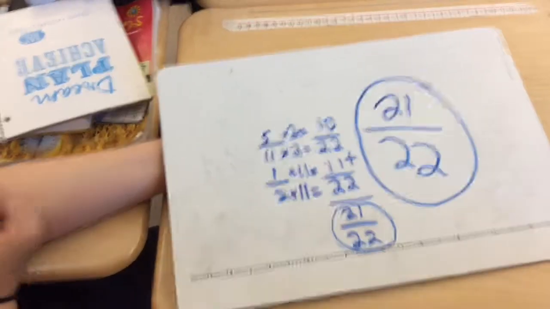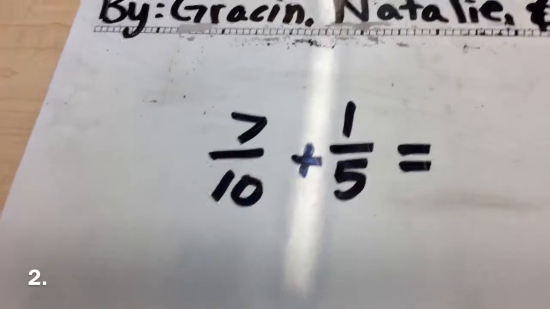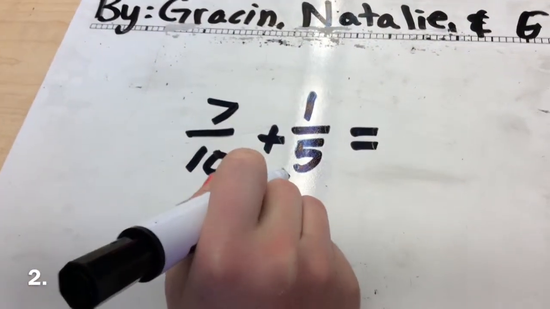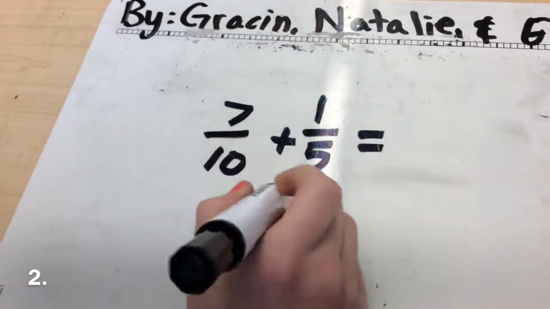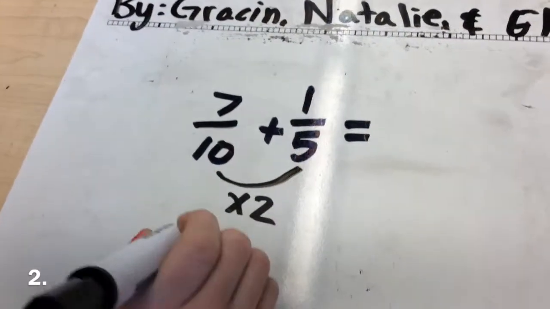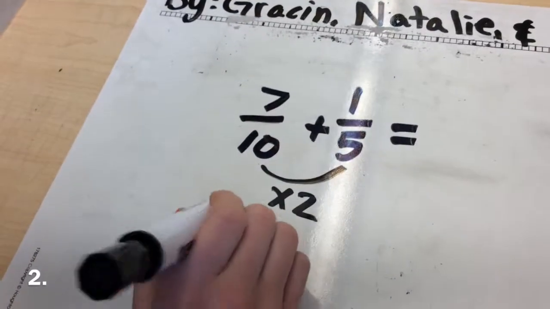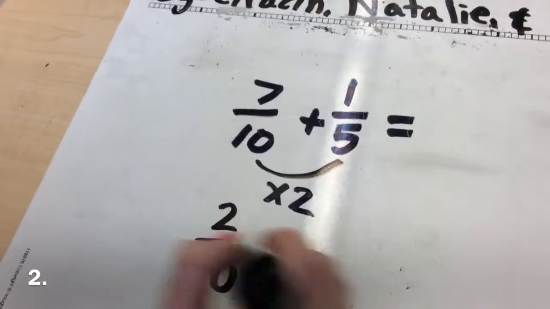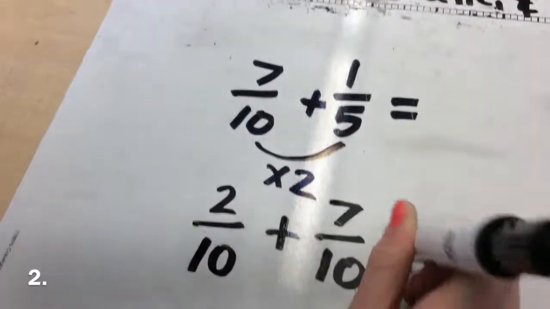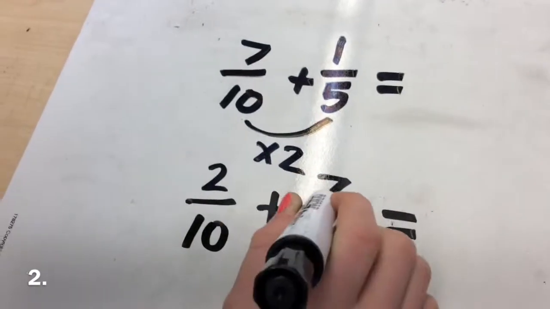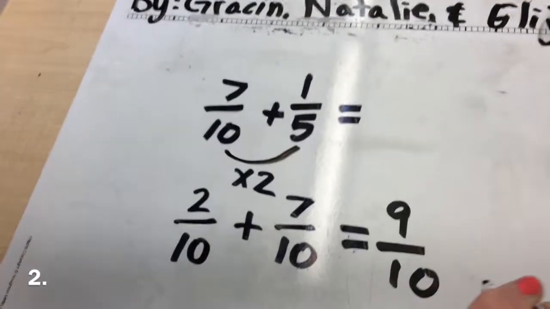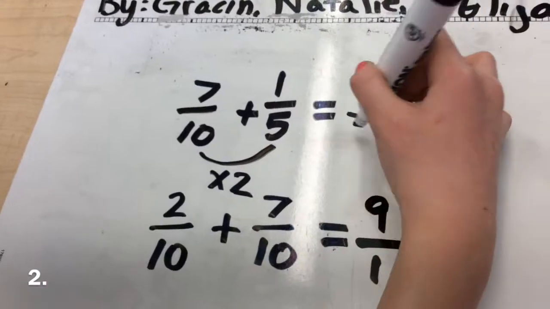7/10 plus 1/5 equals what? 5 times what equals 10? 2. Then you have to do 2/10 plus 7/10 equals what? What's 7 plus 2? That equals 9/10. So your answer is 9/10.